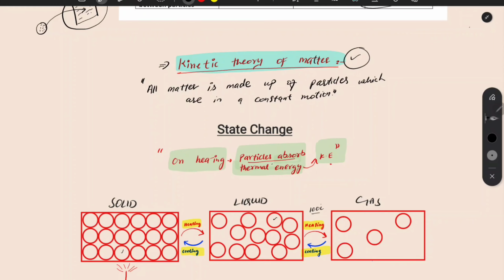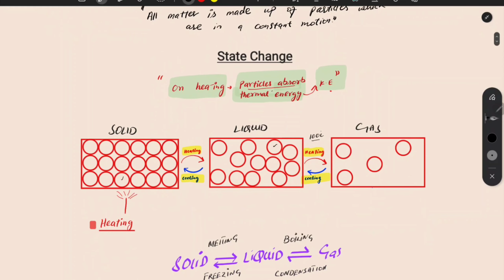So how can we discuss that? Solid particles, because their forces of attraction are very strong, have low kinetic energy. So solid particles have, maybe we can write, a supposed value.